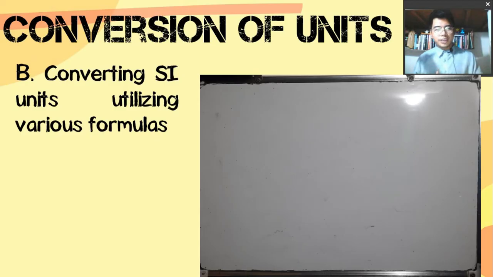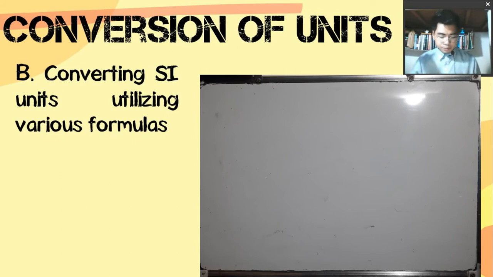Now, on the next part, we're going to convert SI units utilizing various formulas. Specifically, we are going to talk about conversion of temperature. Okay, since temperature possesses different types of manifestations and different types of conversions depending upon what type of formula we should use. Now, let's answer letter B, number 1. Convert 100 degrees Celsius to Kelvin and degree Fahrenheit.